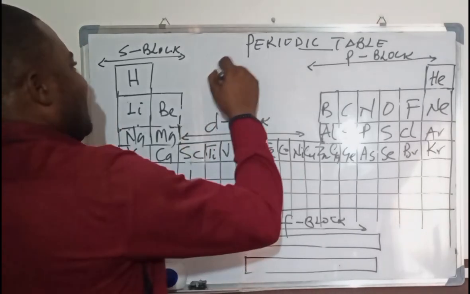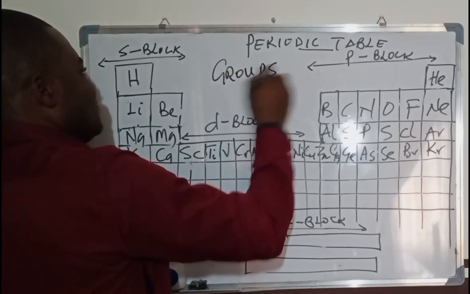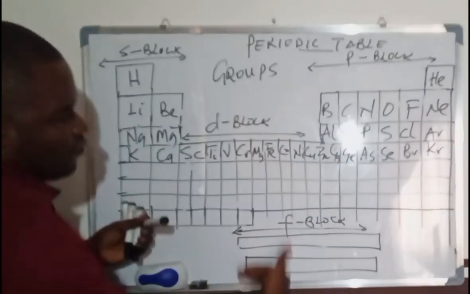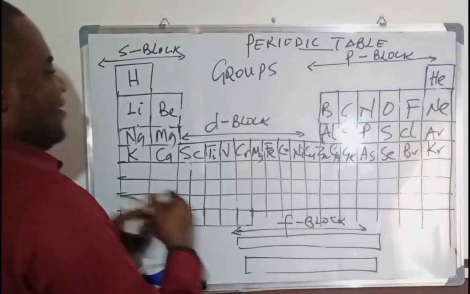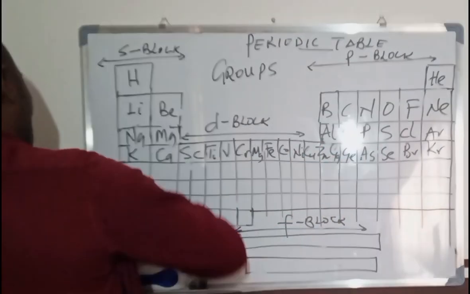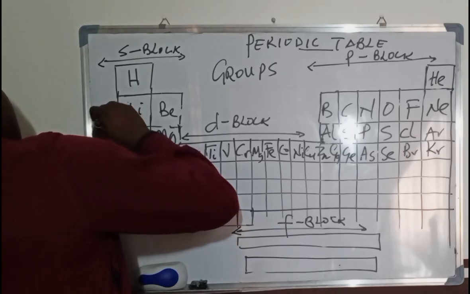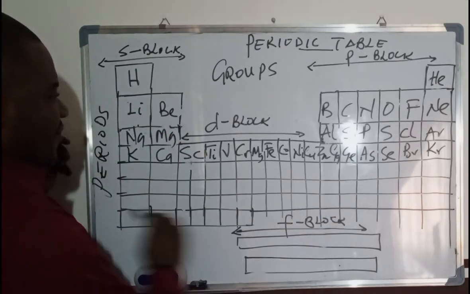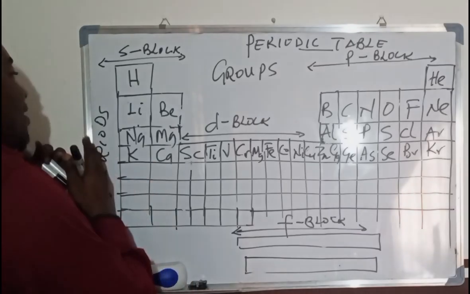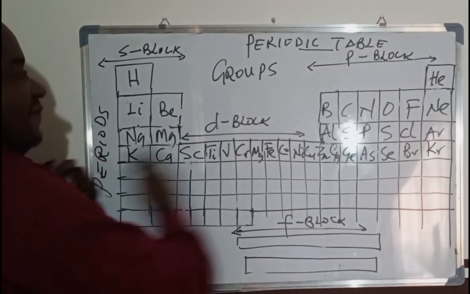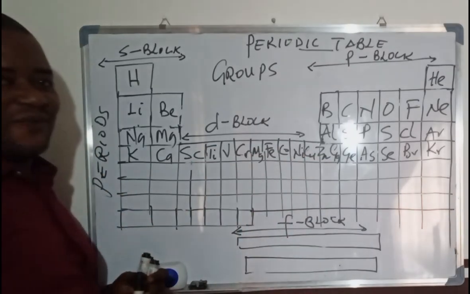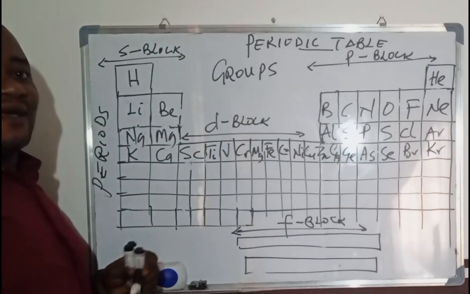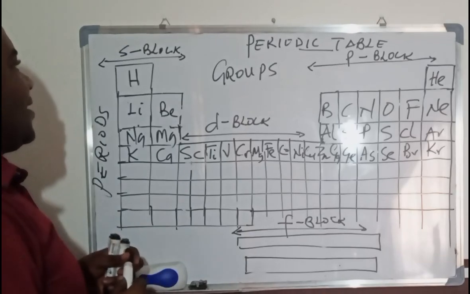Now, the periodic table is also divided into groups and periods. Now, here we have groups. That is, looking from this side coming down, we have groups. And then this side, looking from left to right, we have what we call the periods. So these are the periods. The lines running horizontally from left to right are the periods in the periodic table, while the lines running from top down vertically are the groups.